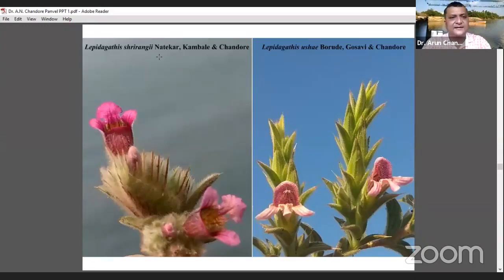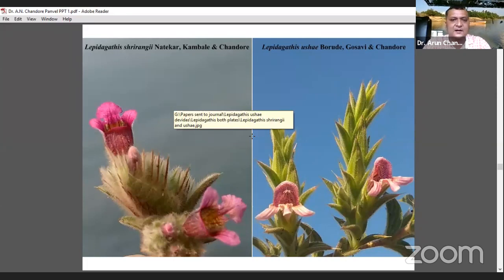Recently, we have described two beautiful species in summer season. One is Lepidagathis srirangii, named after my guide, Professor S. R. Yadav, and another species is Lepidagathis ushae, named after Professor U. S. Yadav, professor in Willingdon College. And these beautiful species we have described from lateritic plateaus during summer season.